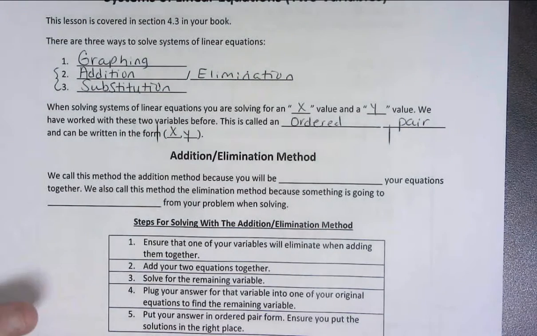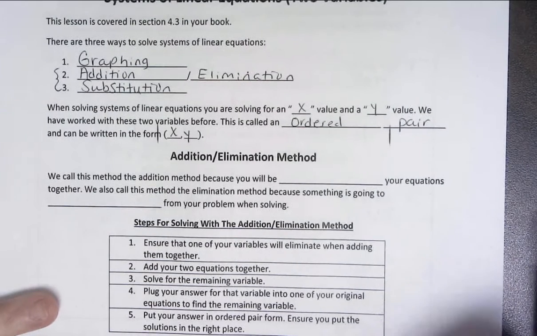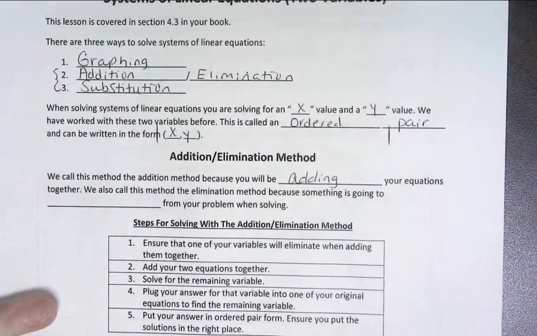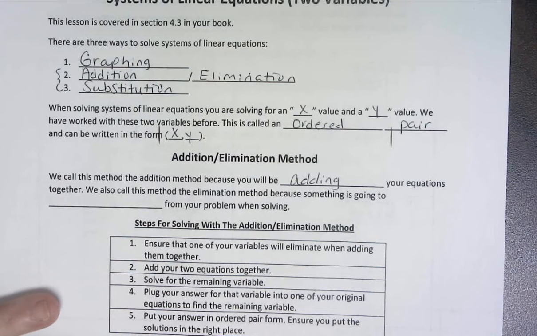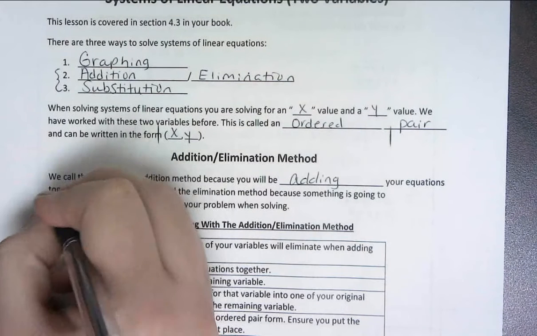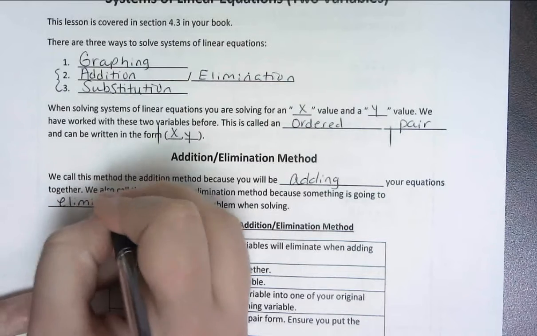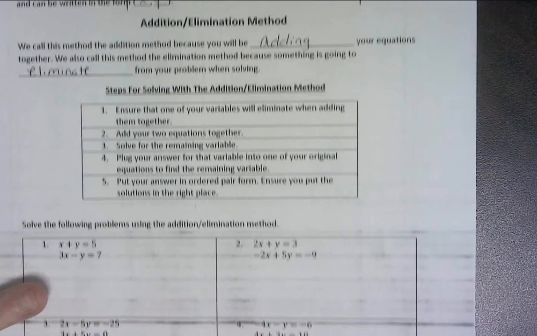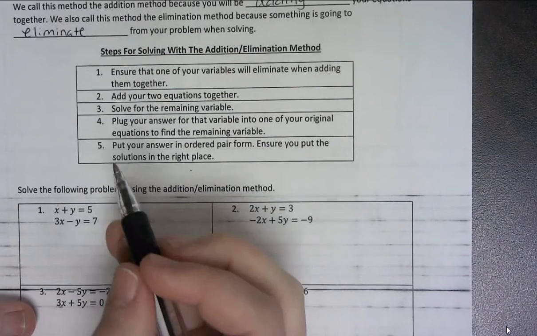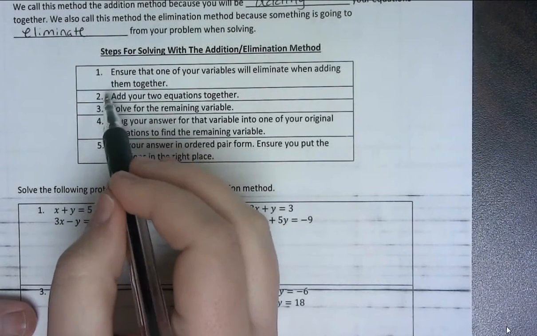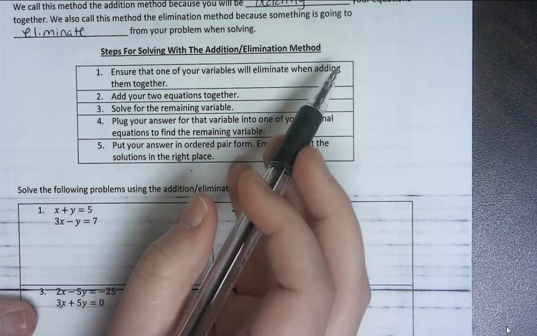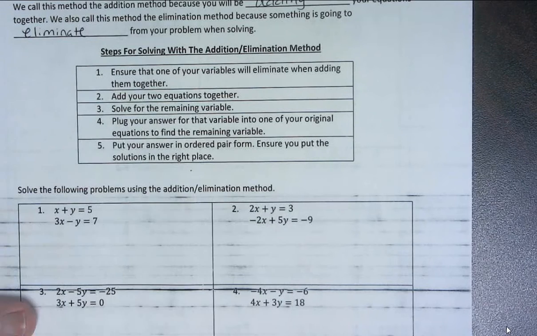So the addition and elimination method. We call this method the addition method because you will be adding your equations together. We also call this method the elimination method because something is going to eliminate from your problem when you solve. Okay? So got a couple of steps here. So really you're going to work with these first two steps at the same time. Step one, ensure that one of your variables will eliminate when adding them together. And then step two is to add your two equations together.